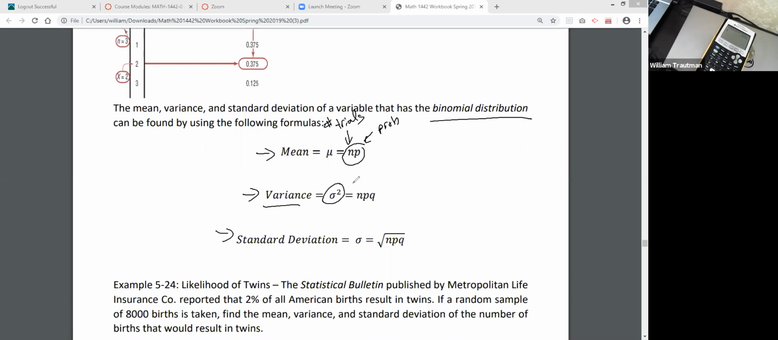Variance is n, the number of trials, P is the probability. And remember, Q is 1 minus the probability. So if the probability is 0.8, then Q is 1 minus 0.8 or 0.2. So P and Q, when you add them up, should equal 1.0. And standard deviation is the square root of NPQ. All right, so we need to know those. Let's try a problem with those.